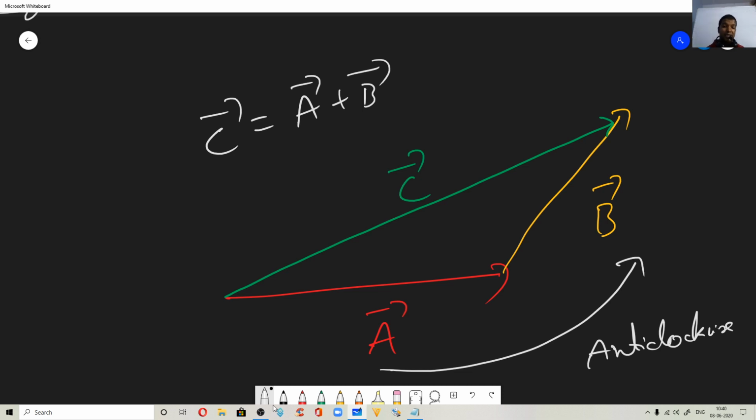Now vector C will be in the opposite direction to that of the vectors arranged in the head to tail method. So this vector C will be in the opposite direction, that is, in the clockwise direction. So this is one more way to remember.